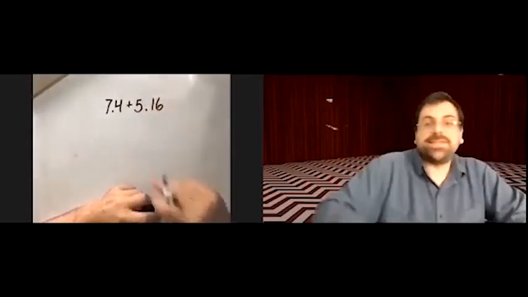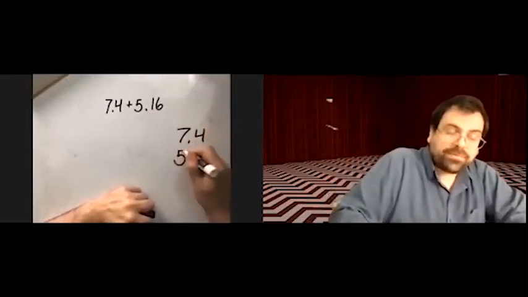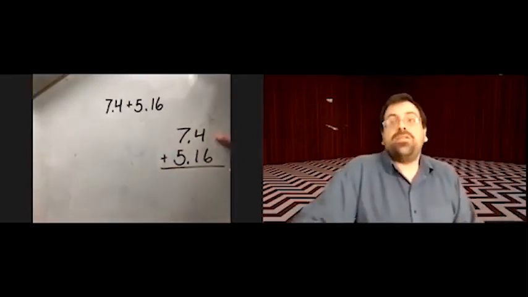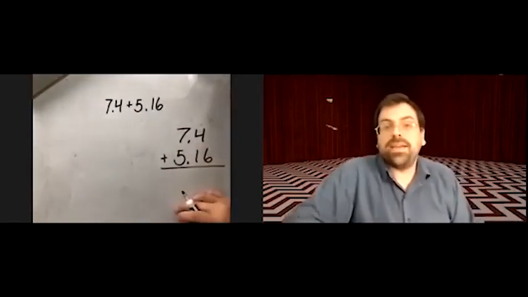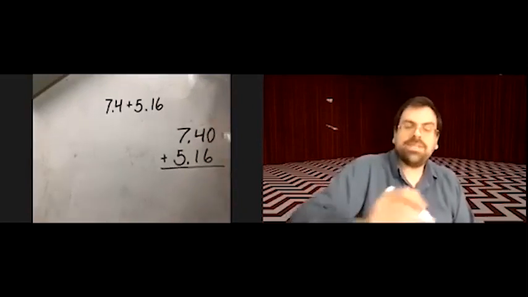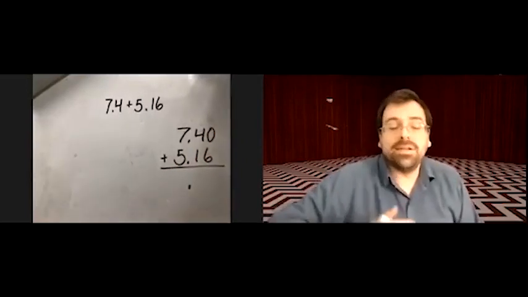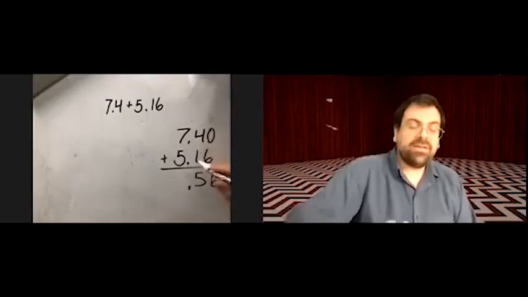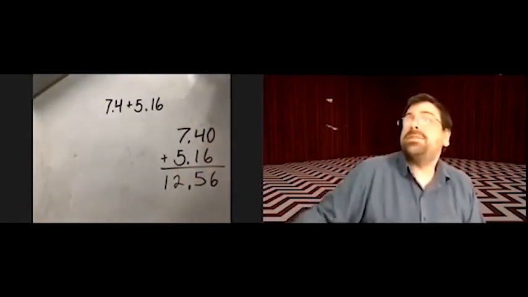7.4 plus 5.16. Line up the decimal points. 7.4, 5.16, and then add. If you have empty spots due to lining up the decimal point, what can we fill it in with? What do you think? 0. So line up the decimal points, decimal point into the answer. Add like normal. 0 plus 6 is 6. 4 plus 1 is 5. 7 plus 5 is 12. 12.56.